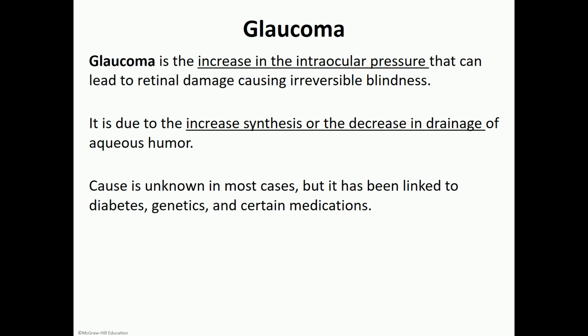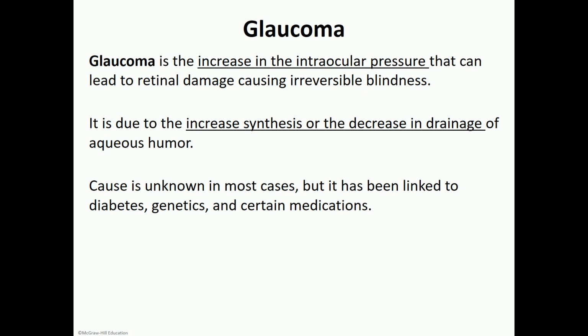Glaucoma, which is another pathology that can happen to the eye, is the increase in the intraocular pressure. So there's an increase of the pressure inside of the eye that can lead to irreversible damage to the retina, because you're damaging the rods and the cones and the neural components. That would either be due to the increase in the production or the decrease in drainage of the aqueous humor.